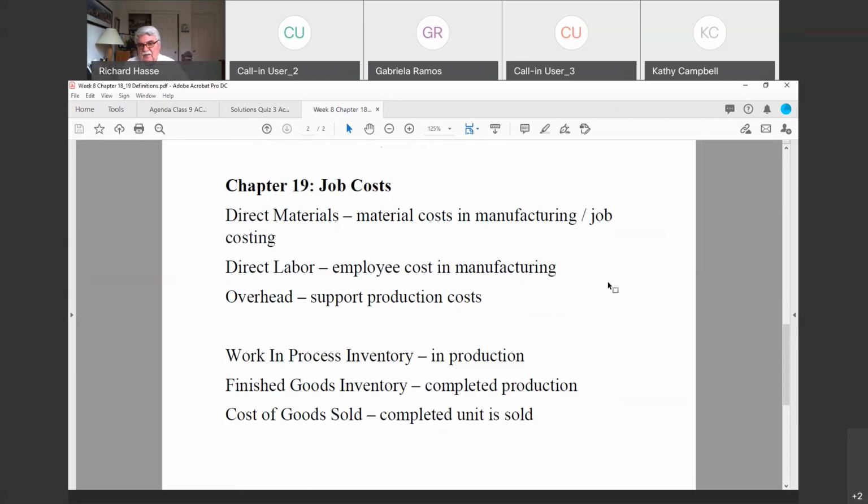Finished goods could be in a warehouse. Finished goods could be in a parking lot. Finished goods could be in a silo. Finished goods could be under a tent. It's waiting to be sold to your customers.